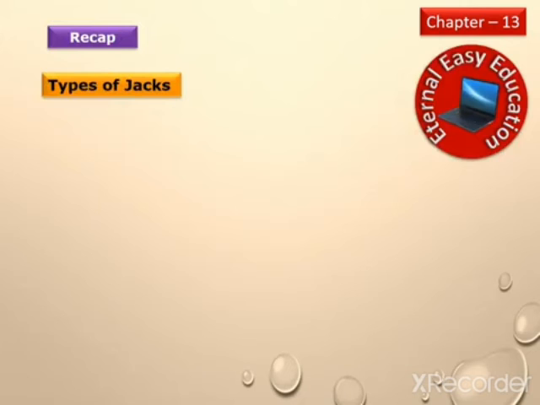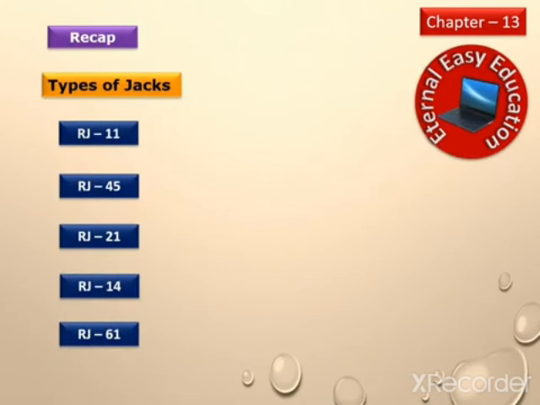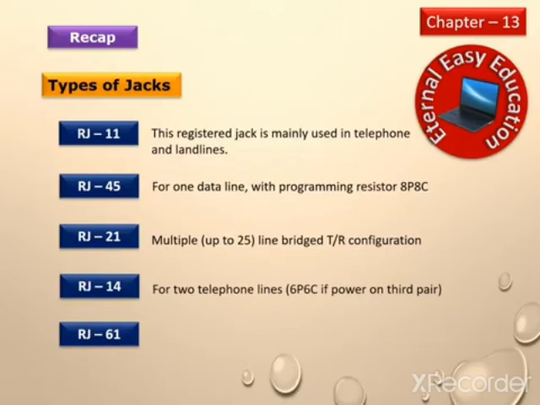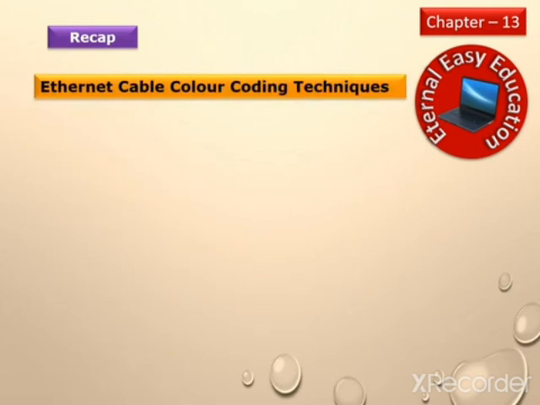Have a recap. Types of jacks. So one is RJ11, 45, 21, 14, 61. These things we discussed in our syllabus. So RJ11 is mainly used in telephones and landlines. RJ45 is for one data line with programming register, that is 8-pin 8 connector. RJ21 is a multiple, up to 25 line bridged TR configuration. Then RJ14 is for 2 telephone lines, 6-pin 6 contact. And RJ61 is 4 telephone lines, 8-pin 8 contact. Then the color coding technique.